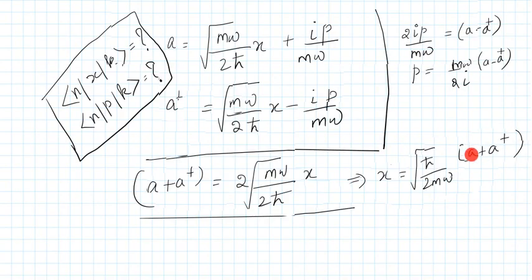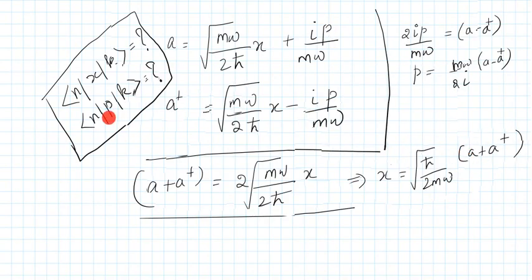And if you want P, to find ⟨n|p|k⟩, we have to subtract A and A dagger. If we subtract these two equations, both the x terms get cancelled. You will be getting 2i by m omega, so P will be equal to m omega by 2i times (A minus A dagger). Using this operator expression, we can find this value.